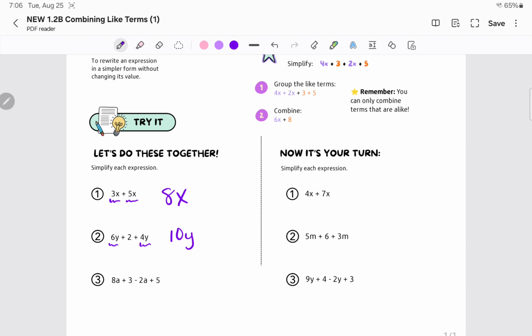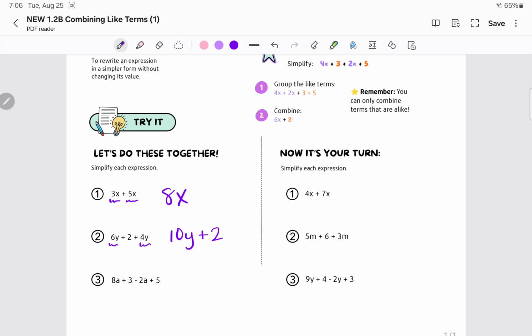Now there's still this plus 2 here. Can I combine that? No. So I just have to add that on, okay? I can only combine my like terms. Whatever I can't combine, just still add on the end there. So my final answer is 10y plus 2. All right, number 3, last example.